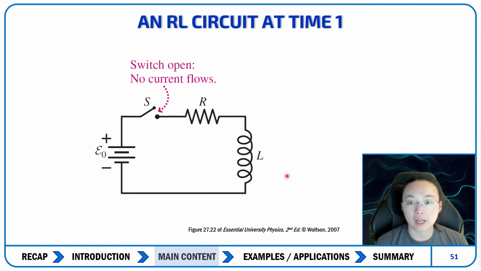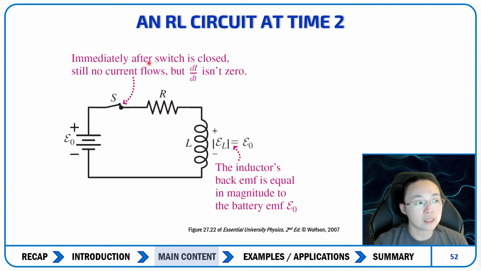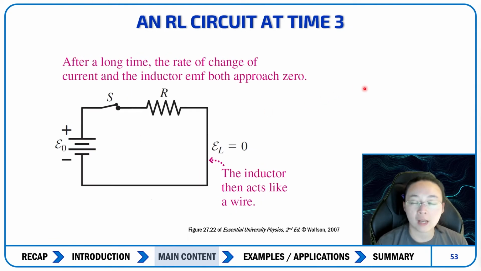So let's take a look at what happens in an RL circuit, a circuit with a resistor and an inductor. At time 1, the switch is open and there's no current flowing. At time 2, immediately after the switch is closed, no current is really flowing yet. Here, the inductor's back EMF is equal in magnitude to the battery's EMF, which is epsilon naught. So in the next step, what happens after a little bit of time has passed?